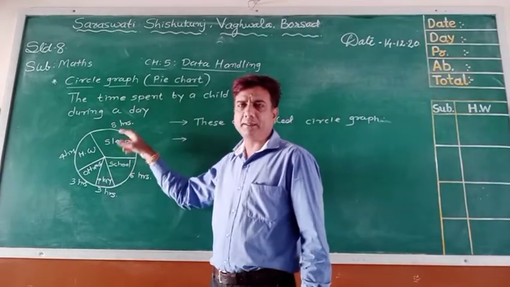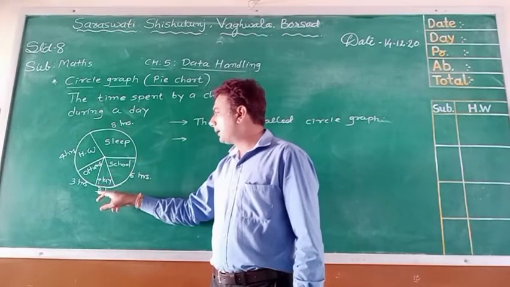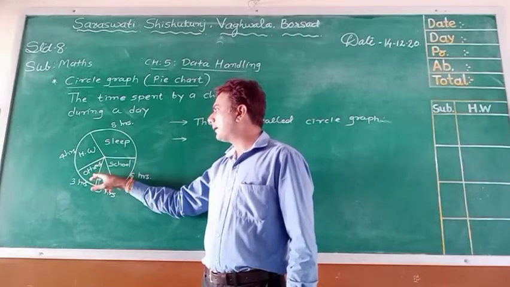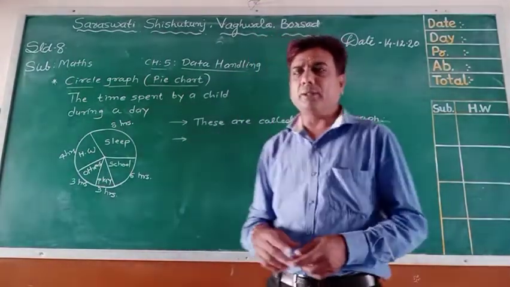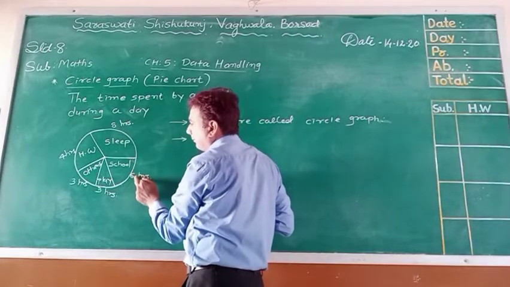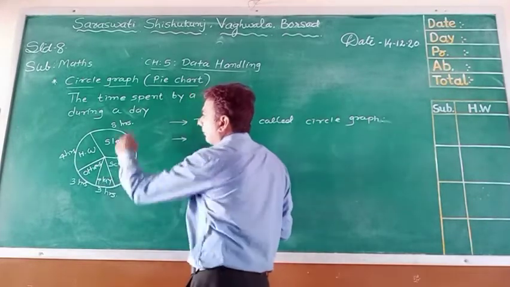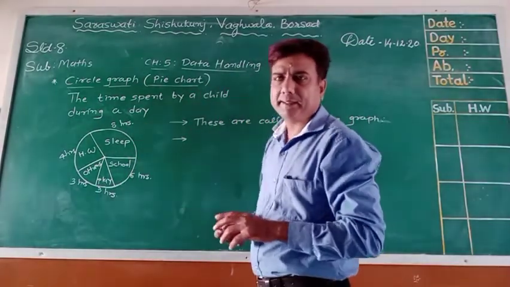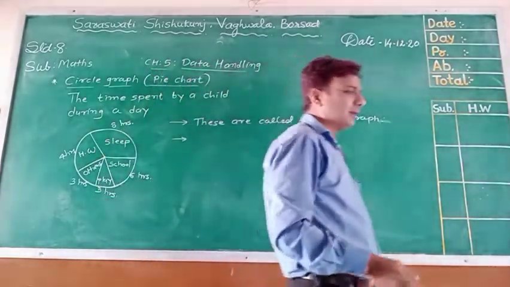8 hours are spent in sleep, 6 hours in school, 3 hours in play, 3 hours in others, and 4 hours in homework. Is this clear? If we calculate, it will become 24 hours. See, 8 plus 6 is 14, 14 plus 3 is 17, 17 plus 3 is 20, and 20 plus 4 is 24. This is the graph of one whole day, so we can say it is a circle graph.